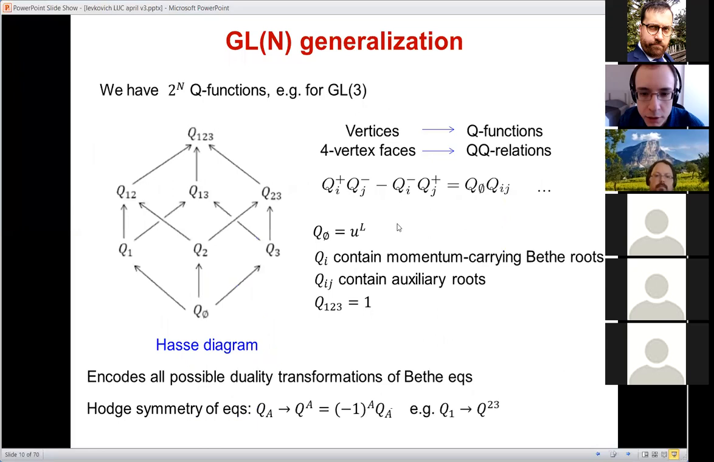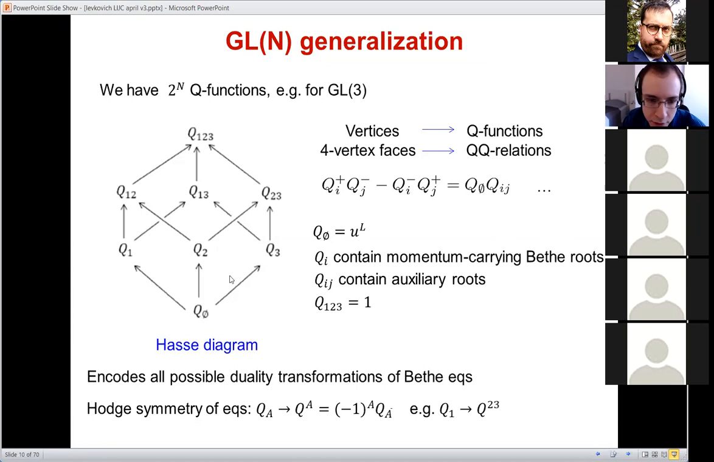So how do we generalize this to GLN spin chains? Of course, we know that the Bethe ansatz generalizes and becomes a nested Bethe ansatz. But this construction of QQ relations also has a very nice generalization. For SU(2), we had four Q functions. For any GLN, we would have 2 to the N. So for GL3, we have 8.